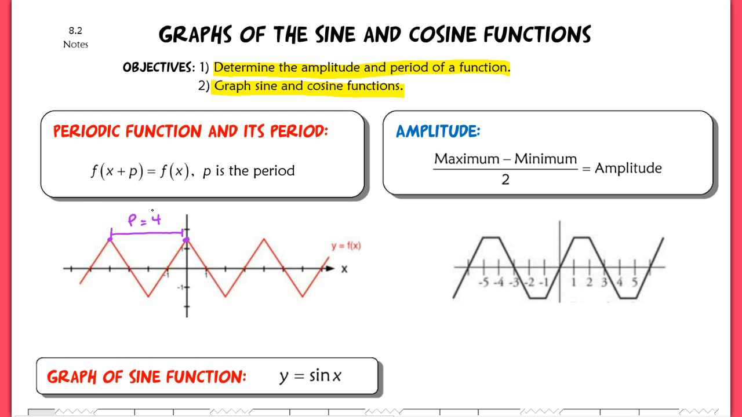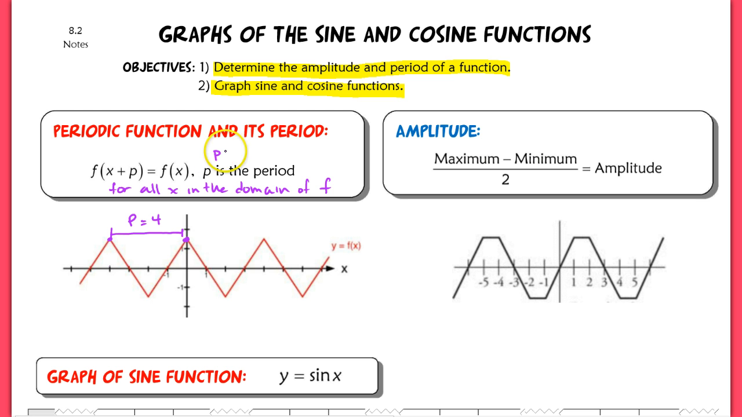Now in function notation we actually write it like this. If f of x plus p is equal to f of x, and this is for all x in the domain of f, we say that p would be the period.